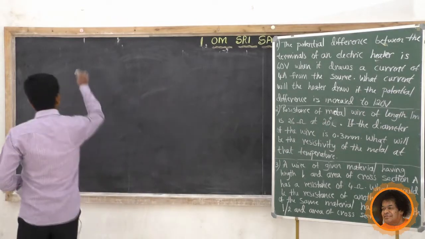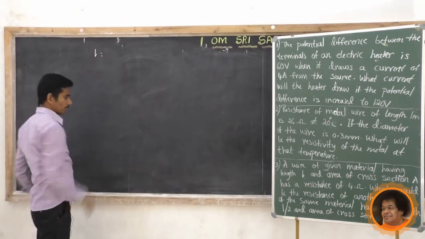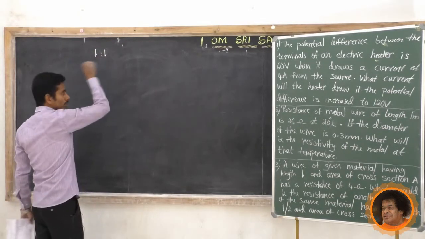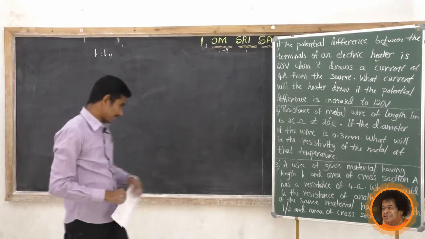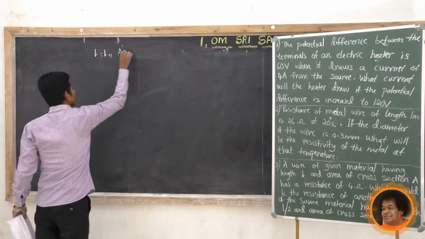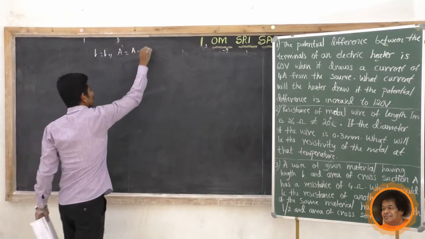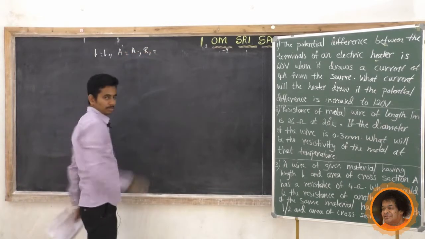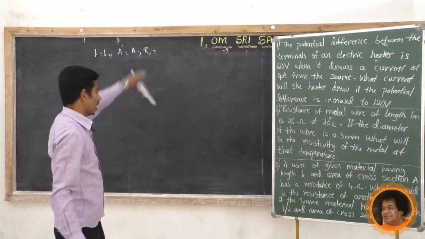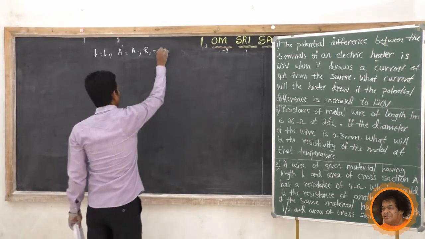So write L equal to, what is the length? Length of the wire is L. Then what is the area of cross section? That is A. What is the resistance of that wire? That is R1, because the first wire, its resistance, so R1 equal to 4 ohm.